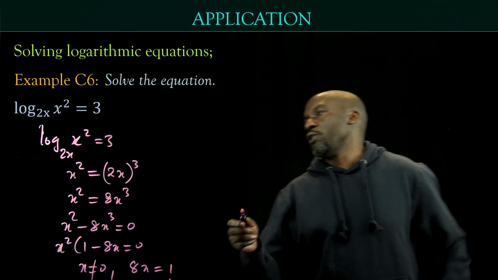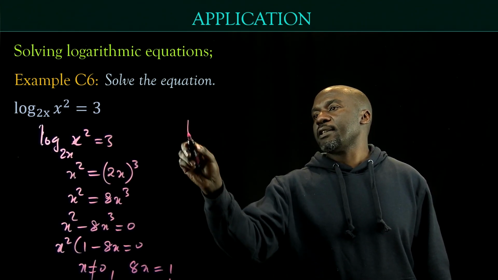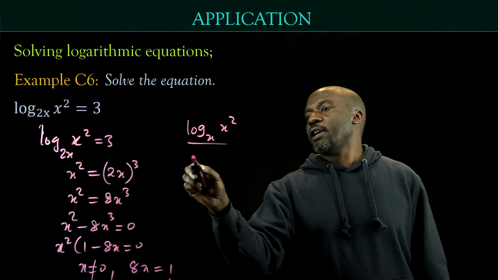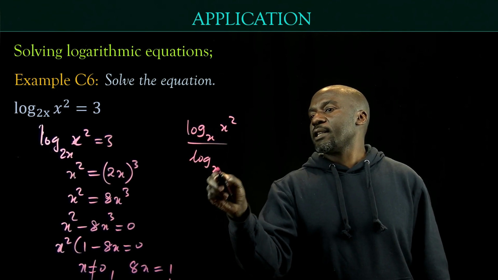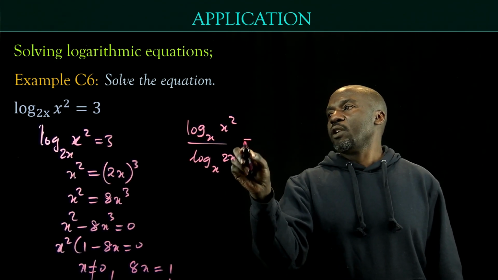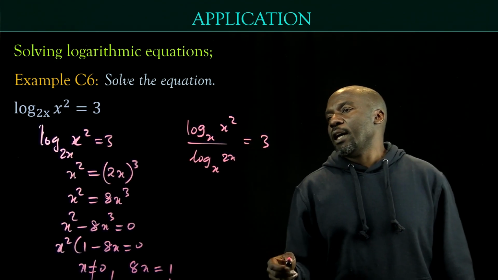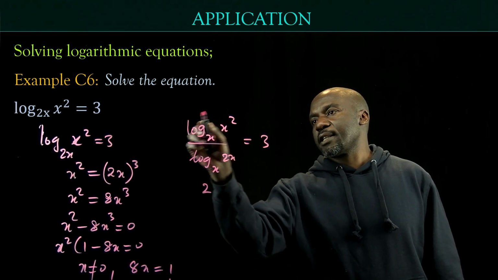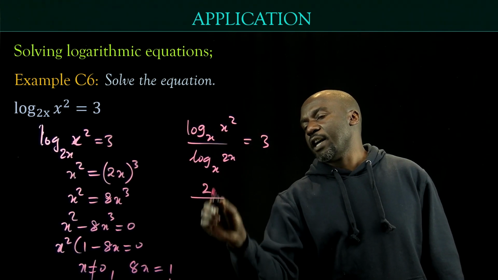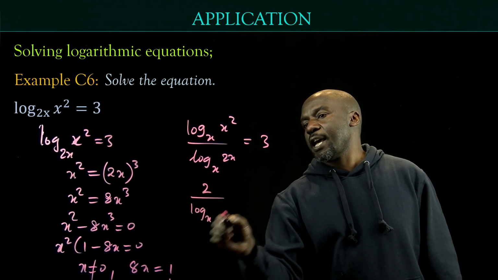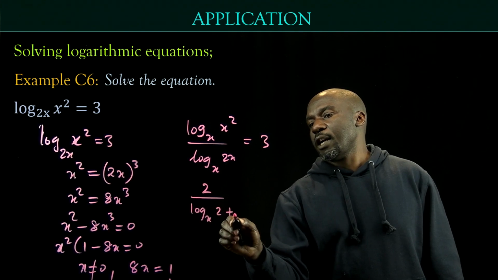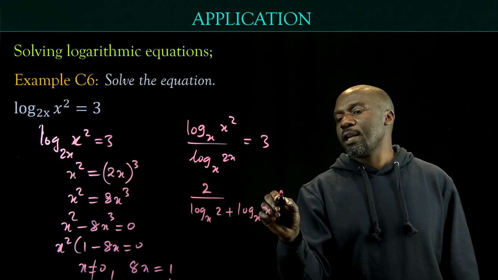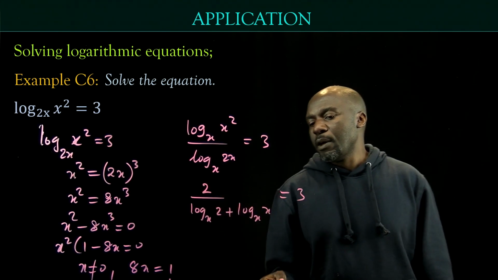The other way, of course, would be to change the base and write this as log to base x of x squared over log to base x of 2x, and equate that to 3, right? If I do that, then this is 2 log to base x of x, which is the same as 1, divided by log to base x of 2 plus log to base x of x, which is another 1, and this equals 3.